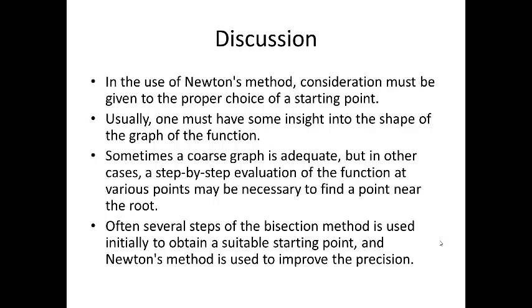Often several steps of the bisection method are used to initially find a suitable starting point, and then we use Newton's method to improve the precision because it goes much faster. So, although Newton's method is truly a marvelous invention, its convergence depends upon hypotheses that are pretty difficult to verify a priori. So some graphical examples can show what can happen when we get pathological cases.